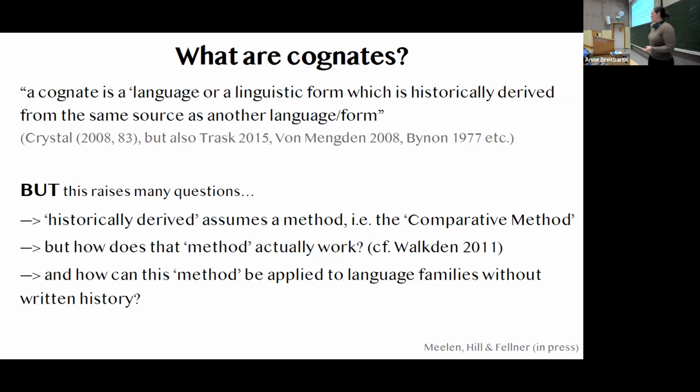Okay, this is what you mostly find in textbooks. But actually that raises a lot of questions, because historically derived sort of assumes a method. So that must then be the comparative method that they're always talking about. But the problem is that that method is actually nowhere really defined. There's a couple of sources quite recently, but there's not a very nice neo-grammarian treatise that says this is the comparative method and this is what we've been doing for the last 50 odd years. So how does that method actually work?